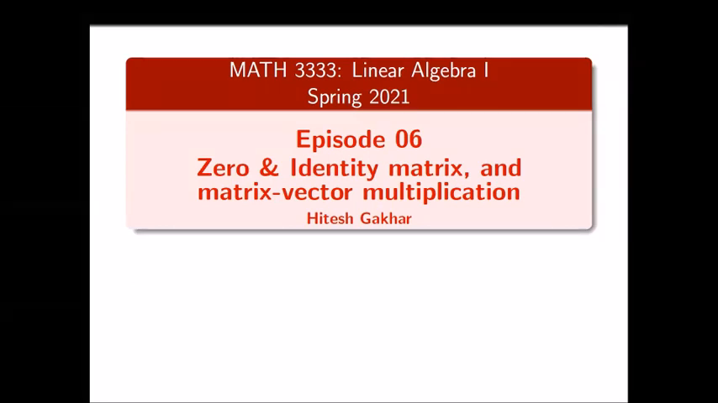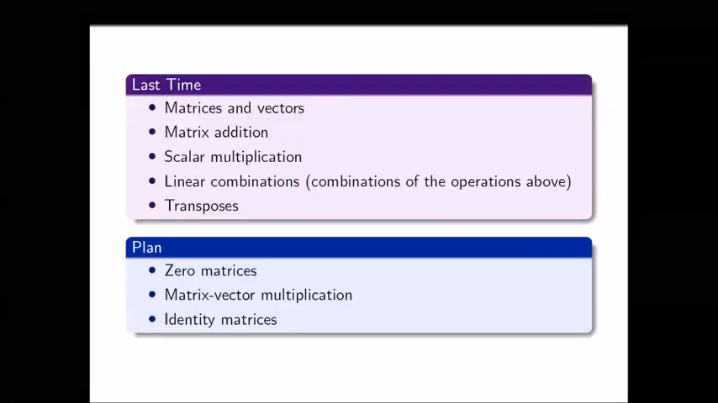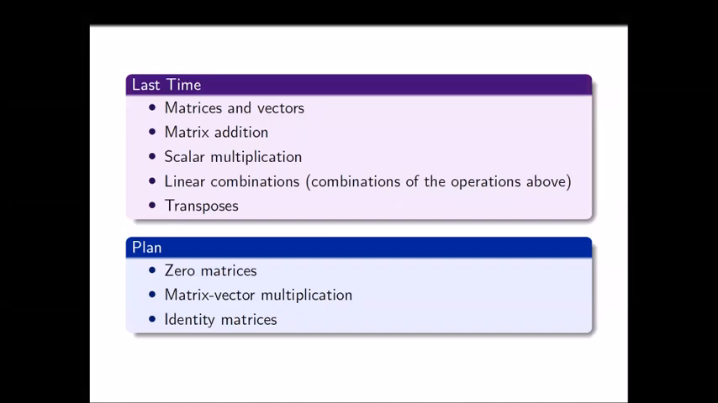In this video, we'll talk about zero matrix, identity matrix, and matrix vector multiplication. The last time, we talked about matrices, vectors, and some basic arithmetic, and we also introduced matrix transposes. And this time, as the title suggests, we're going to talk about zero matrices, identity matrices, and matrix vector multiplication.